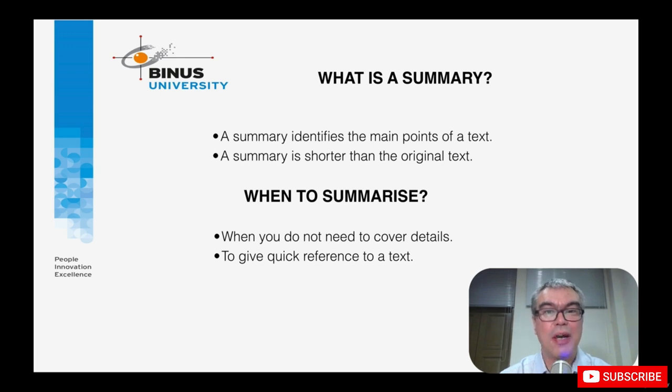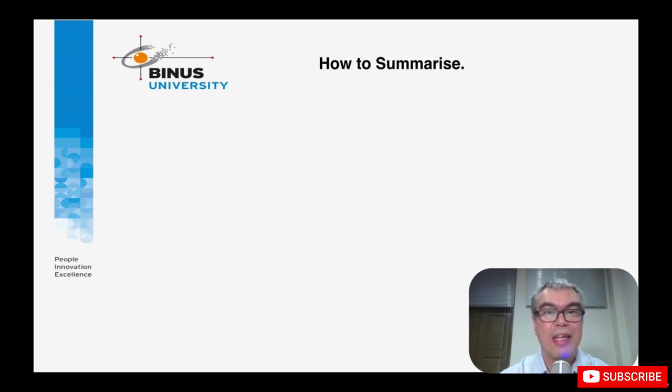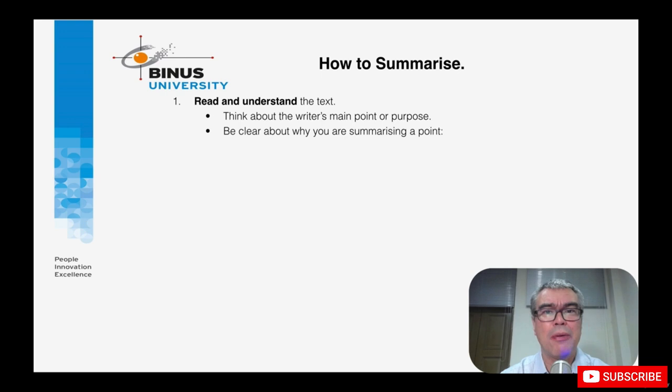Alright, so let's talk about the process of summarizing, and I will describe a process that takes several steps, and then after that we'll look at some examples. So step number one is that you need to read and understand the original text. As you are reading, you need to think about the writer's main point and purpose that they are trying to make in the text. You need to be clear in your mind about why you are summarizing a particular point from another writer.